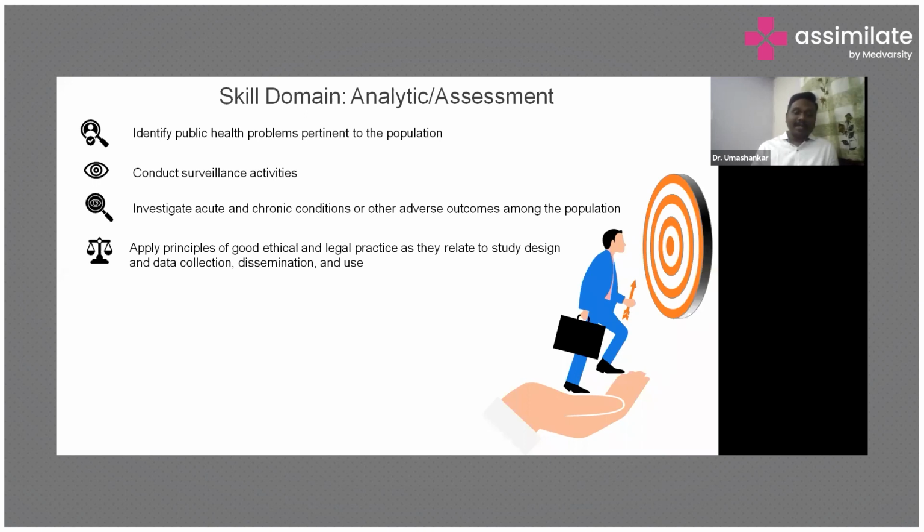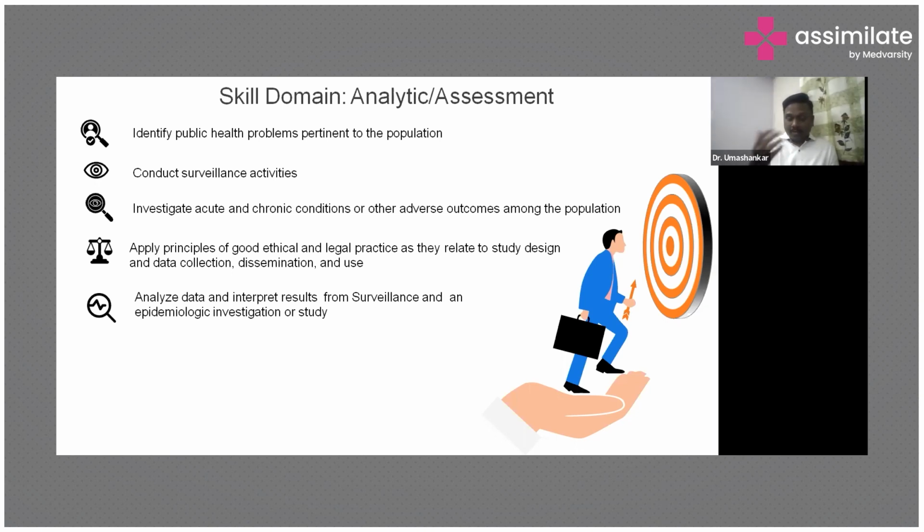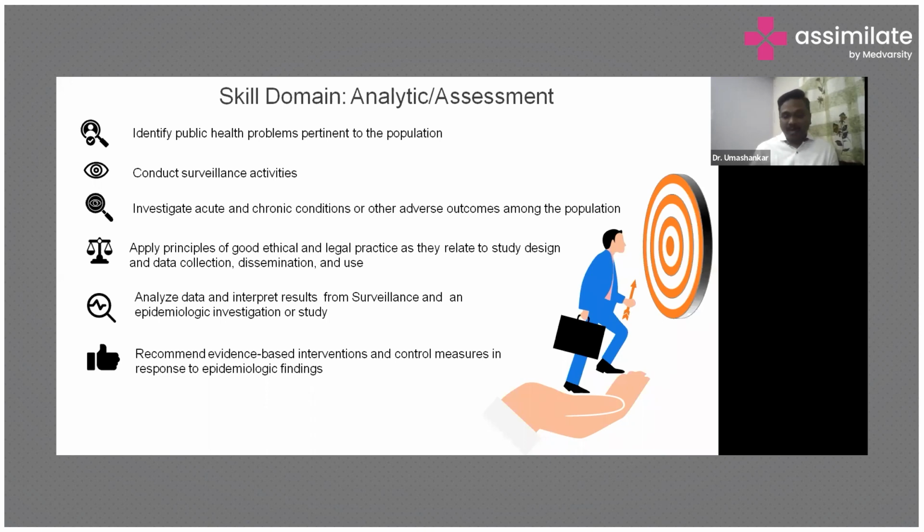Should be analyzing the data and interpreting whatever data we are getting from the surveillance. The epidemiologist should be able to analyze that and interpret what is happening, not only from the surveillance data but from the epidemiological research we are doing to identify what is the problem. So he should be able to interpret the data and come to a conclusion. Interpret that, okay? And then based on the interpretation, he should recommend. So that is what we were discussing about evidence-based, okay? Interventions and control measures in response to whatever they have found out for the disease.